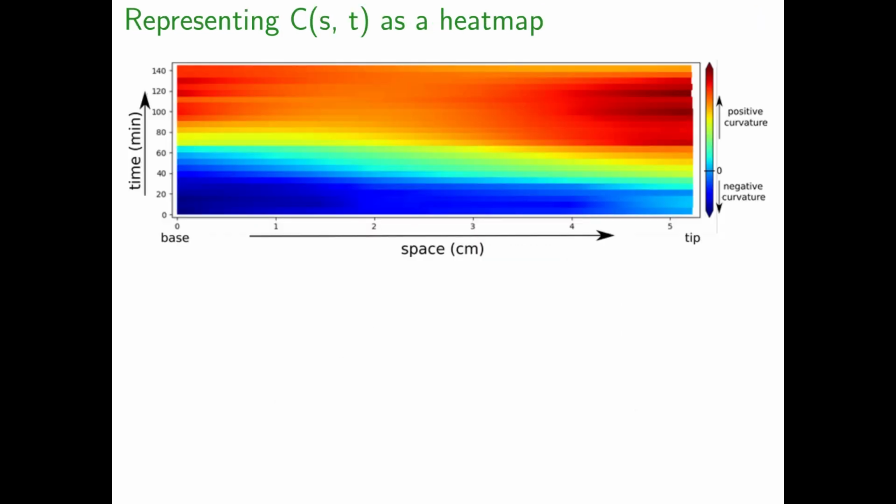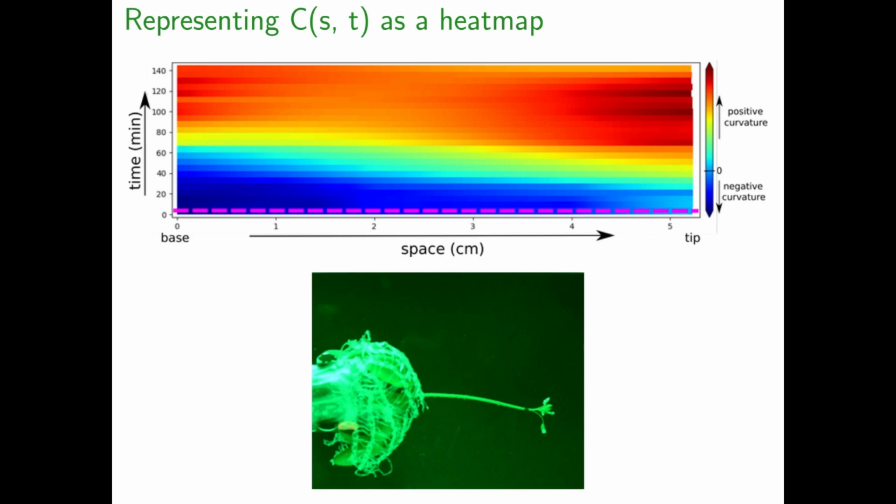Using Interekt, we can measure how curvature varies in space and time and visualize it as a heat map. In this experiment, the plant is first tilted horizontally and bends downward under its own weight. Its curvature is slightly negative, as indicated here by cool colors. After half an hour, the shoot tip starts bending upward. Its curvature becomes positive. Colors get warmer.